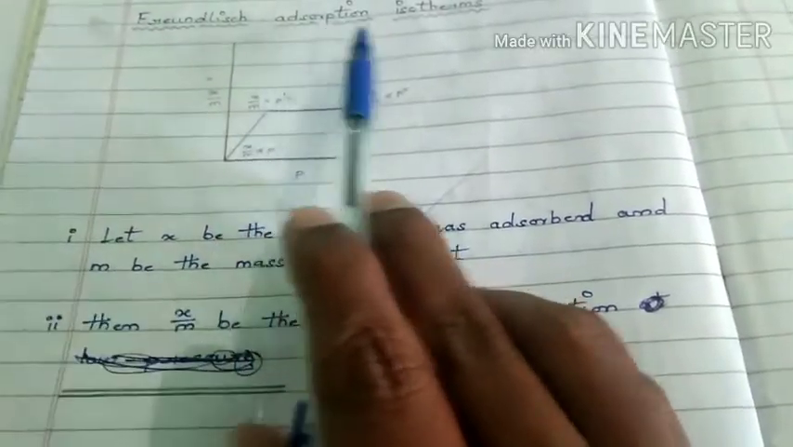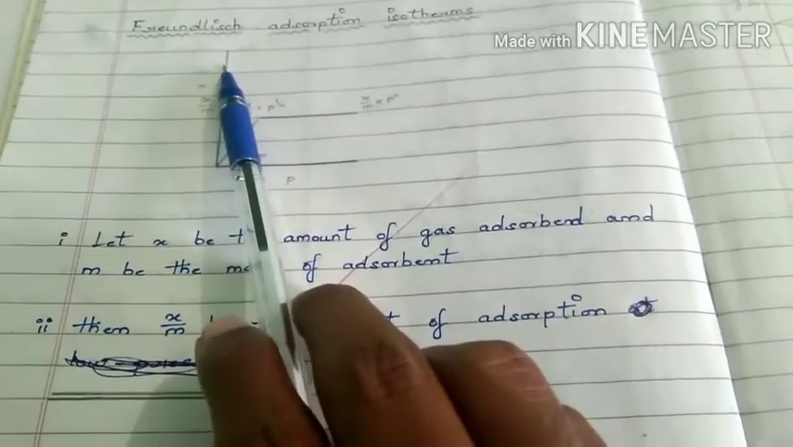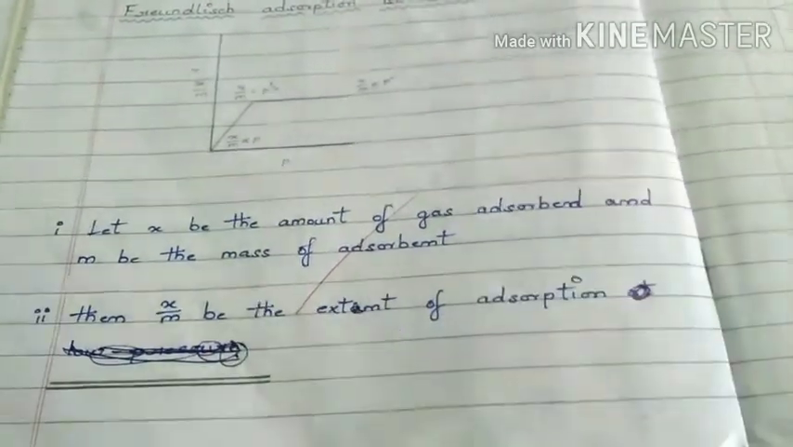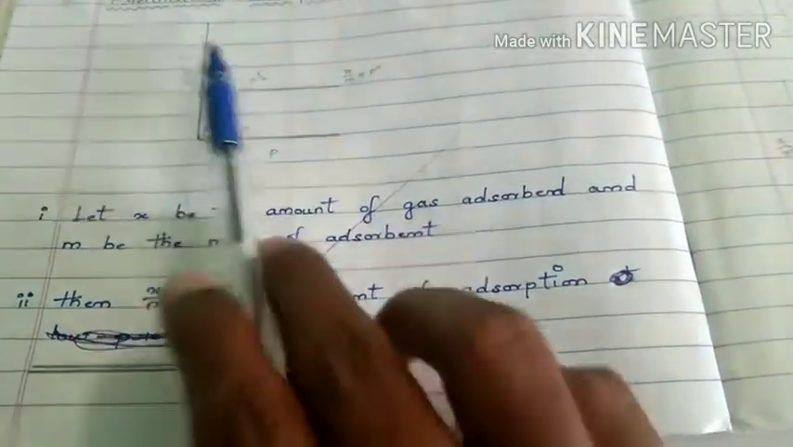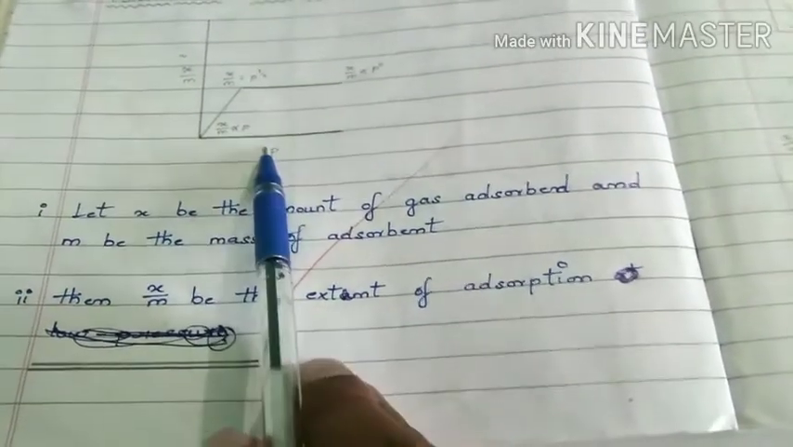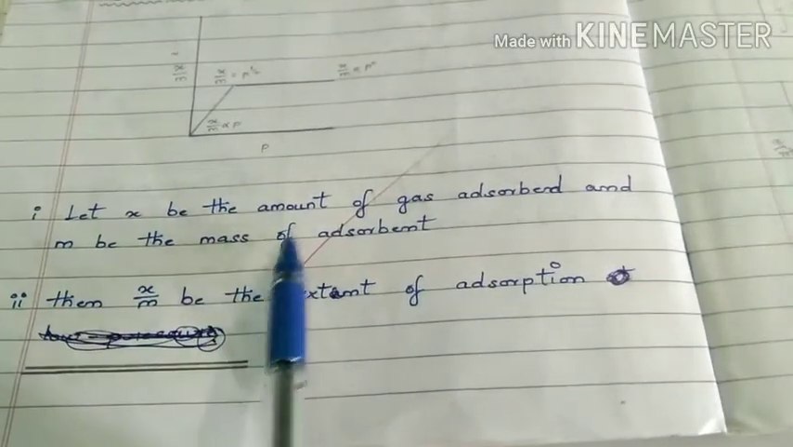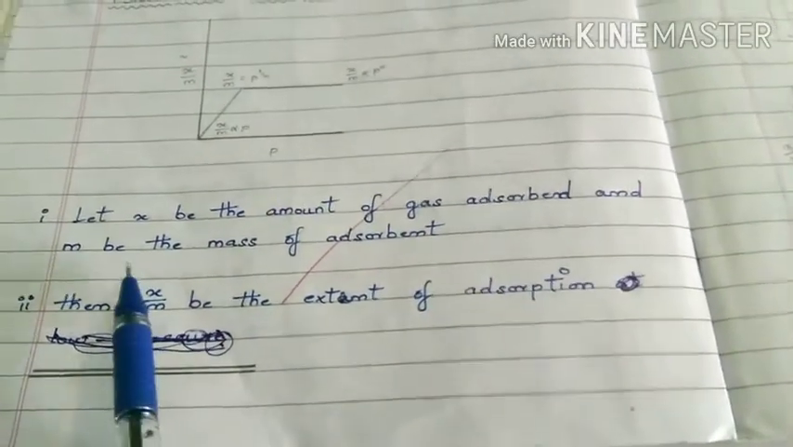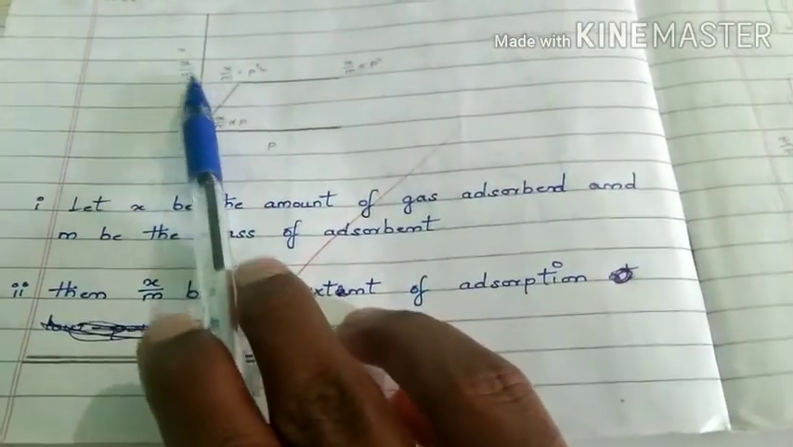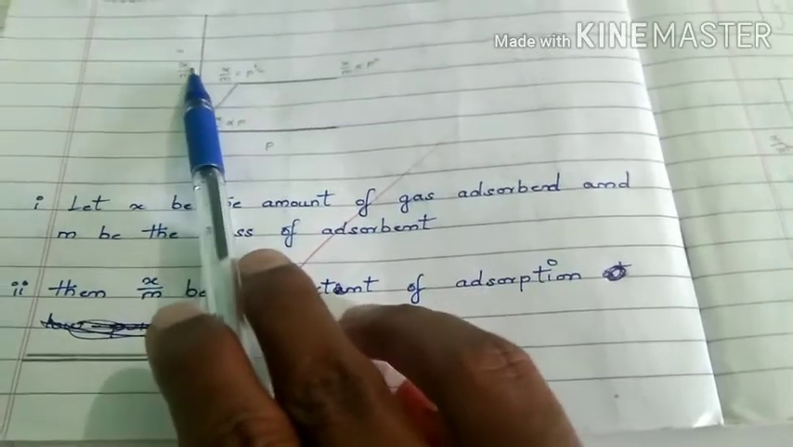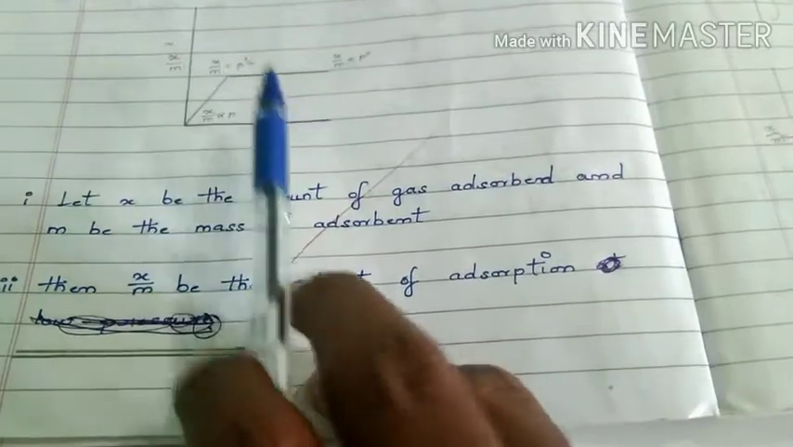Next topic, Freundlich's adsorption isotherm. Freundlich derived this one. This is totally related to physical adsorption, not chemical adsorption. Here one graph is there, drawn between x by m and p. Before that, we have to know what x, m and p are. x is the amount of gas adsorbed and m is the mass of adsorbent. x is the amount of gas adsorbed on the adsorbent, then x by m is the extent of adsorption. So here the graph is drawn between extent of adsorption and P.